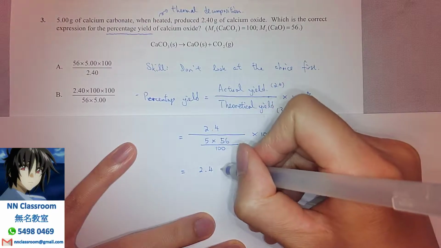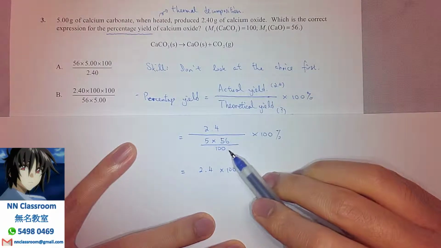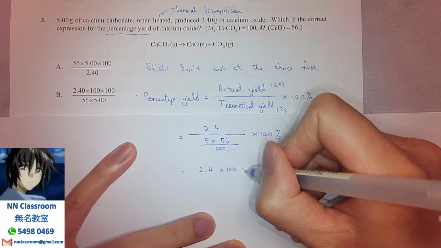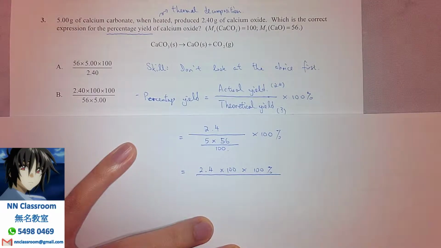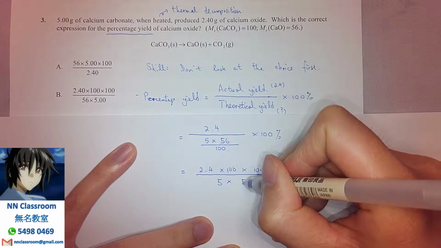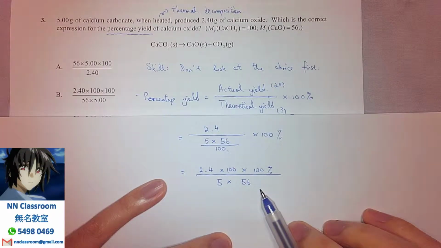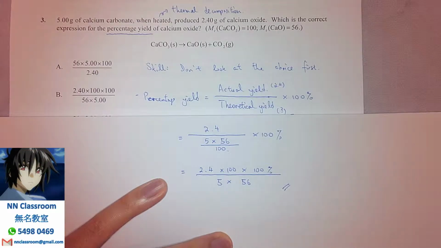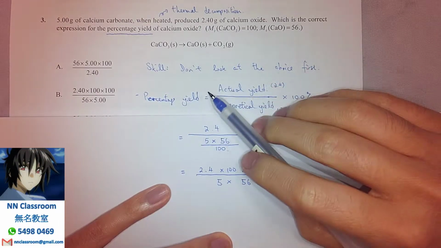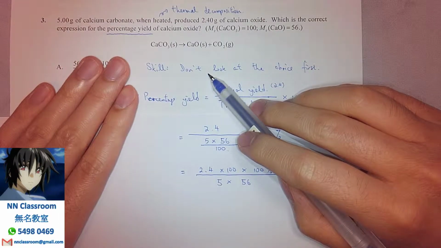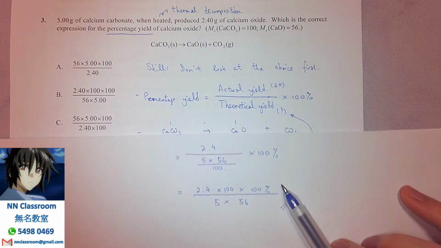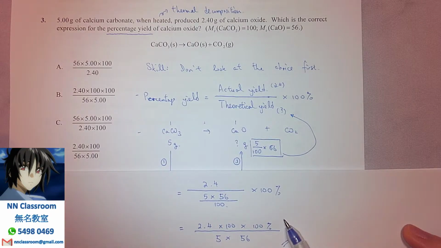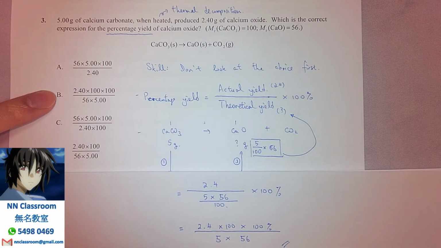If we do the simplification, it will be 2.4 times 100, and then also times 100 for the percentage, over entirely 5 times 56, right? So this is what we expect for the answers, for our own choice. At the end, from the first skill, where we don't look at the choices at the very beginning, once we have our own answer, we try to find where our answer is met among the choices. So at the end, you will find out that the answer goes to B, right?